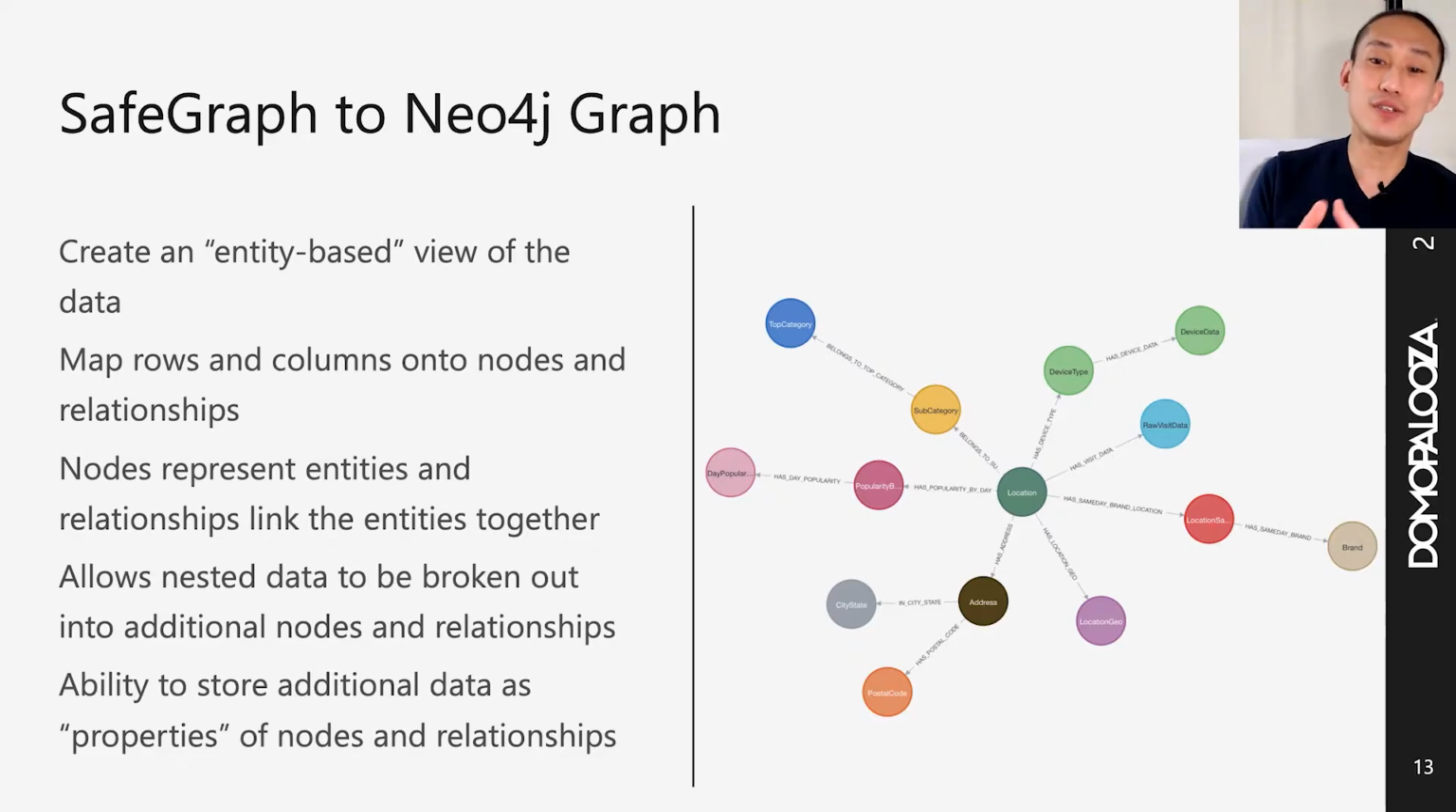What we can then do is take that SafeGraph data and build that into a Neo4j graph database. And what a graph database does is it takes those rows and columns and maps them onto what we call nodes and relationships. So each of these bubbles that you see here on the screen is a node, and then the line that connects the two is a relationship.